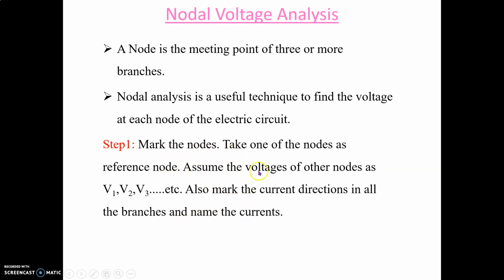For a given circuit, first we have to mark the nodes and name each node, like V1, V2, V3, etc. Among all the nodes, one node can be taken as a reference node. Also, we have to mark the current direction for all the branches in the circuit.